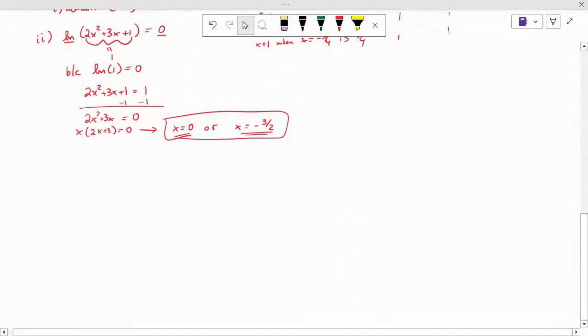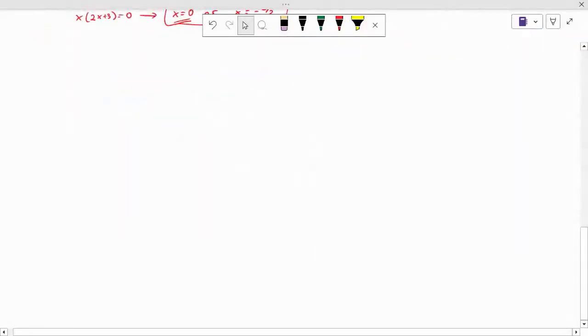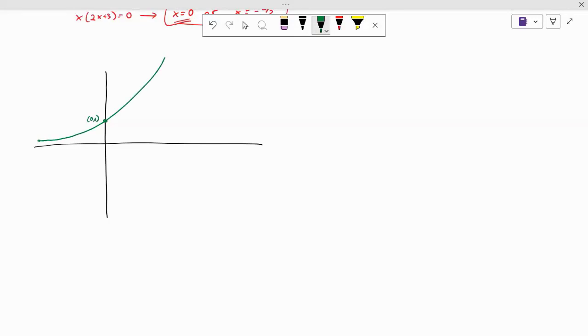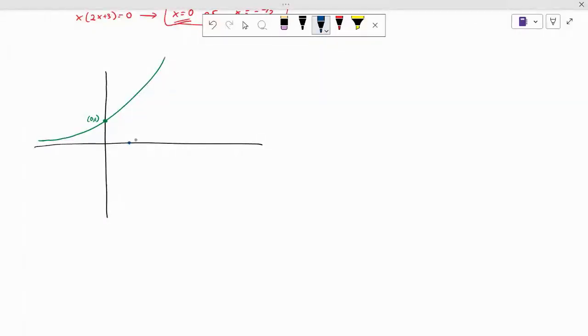Okay. All right. So what is the relationship between log and the exponential? Well, they're inverses of one another. You can kind of see that graphically. Here's the exponential function. And then there's the log function.